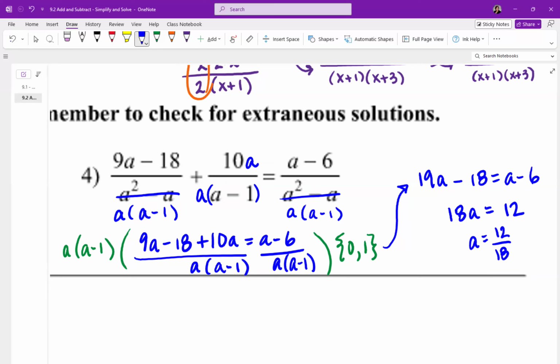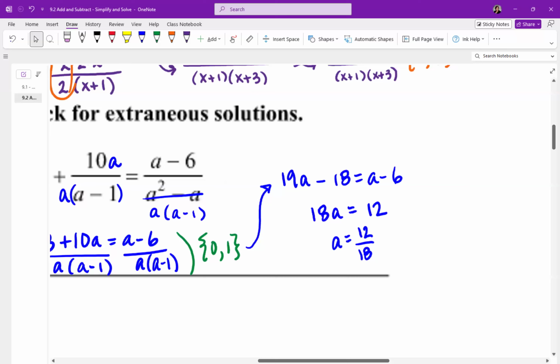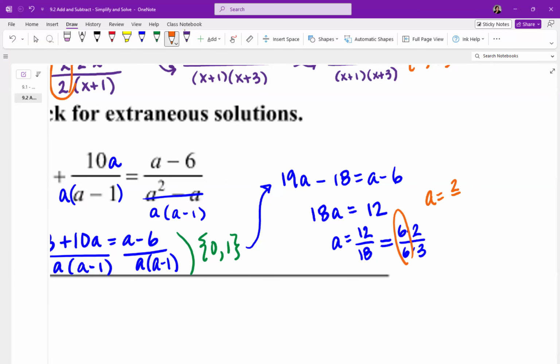That's fine. I can reduce the fraction because 12 and 18 have a common factor. 12 is 6 times 2 and 18 is 6 times 3. So here's how I reduce my fraction. I find a 1, and then a will be 2 over 3. The end.